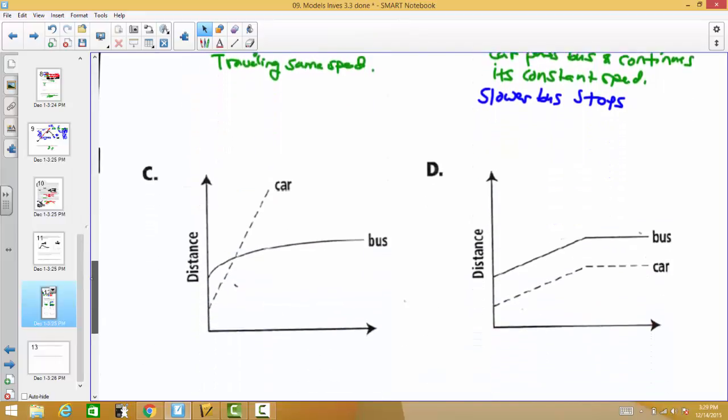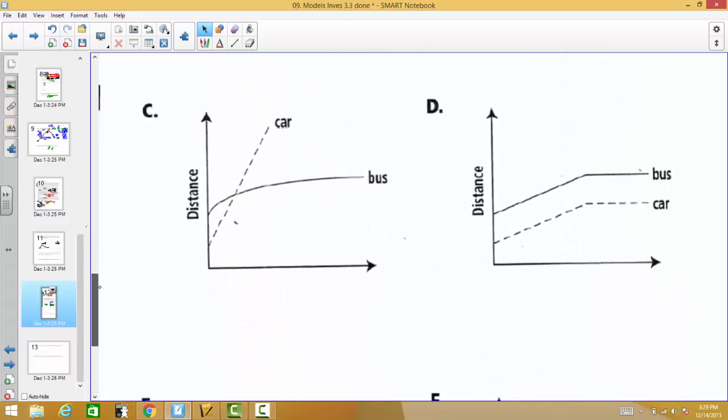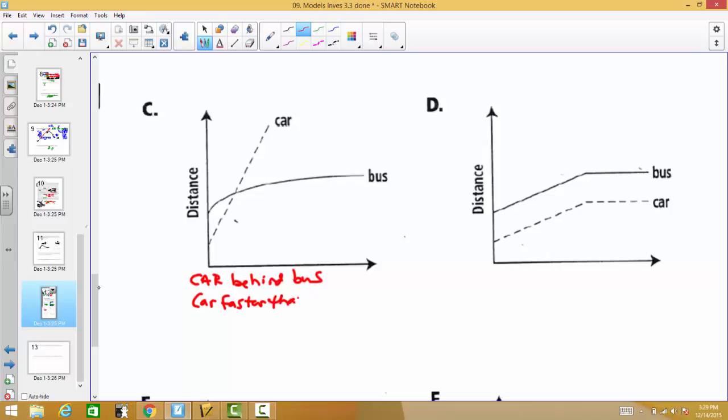Alright, why don't you hit pause and see if you can make a story for these four, and when you're feeling satisfied, hit play and see if your story is similar to mine. Okay, you are ready to check. Car behind bus. Car faster than bus. Car passes bus. And it continues at its steady pace.